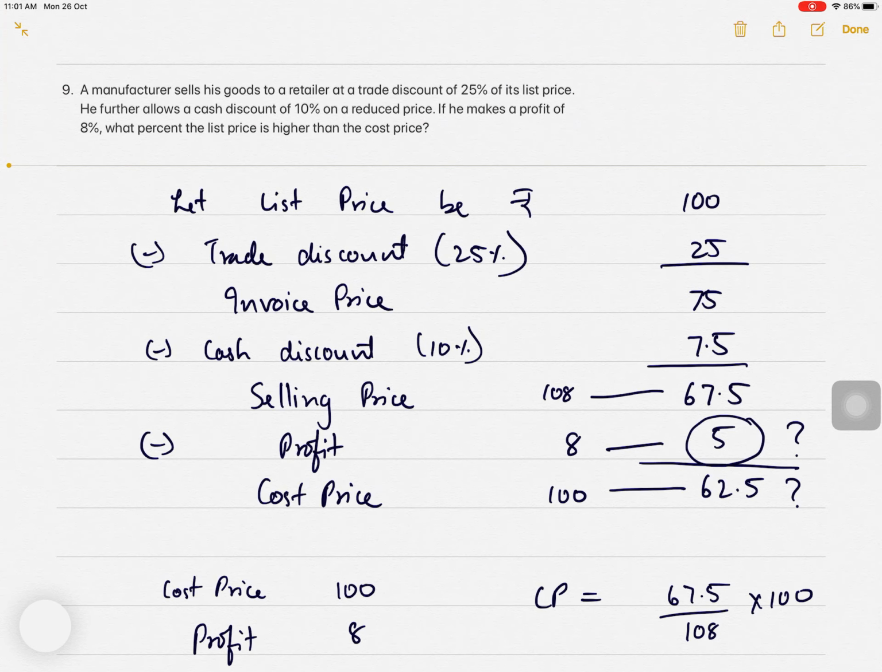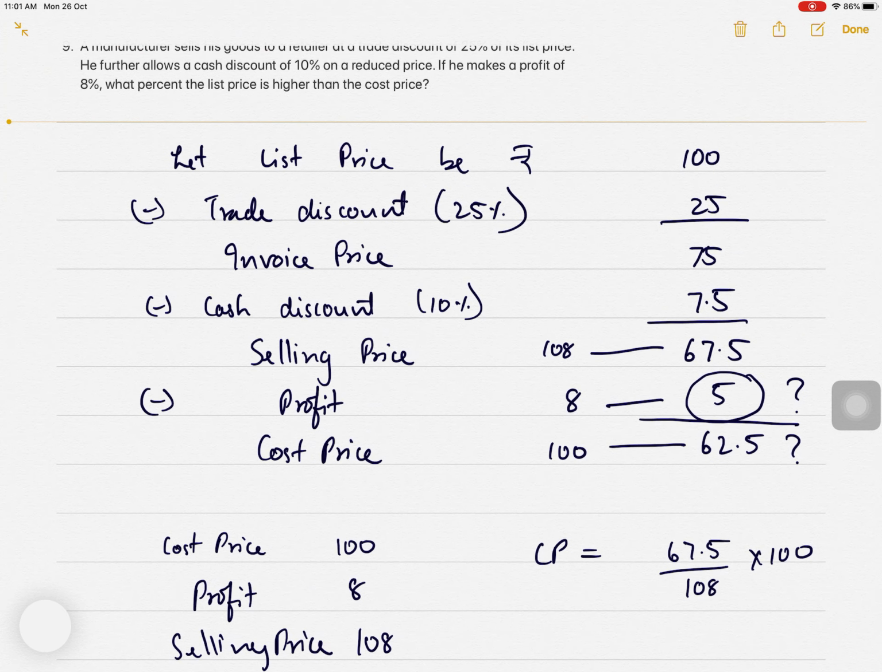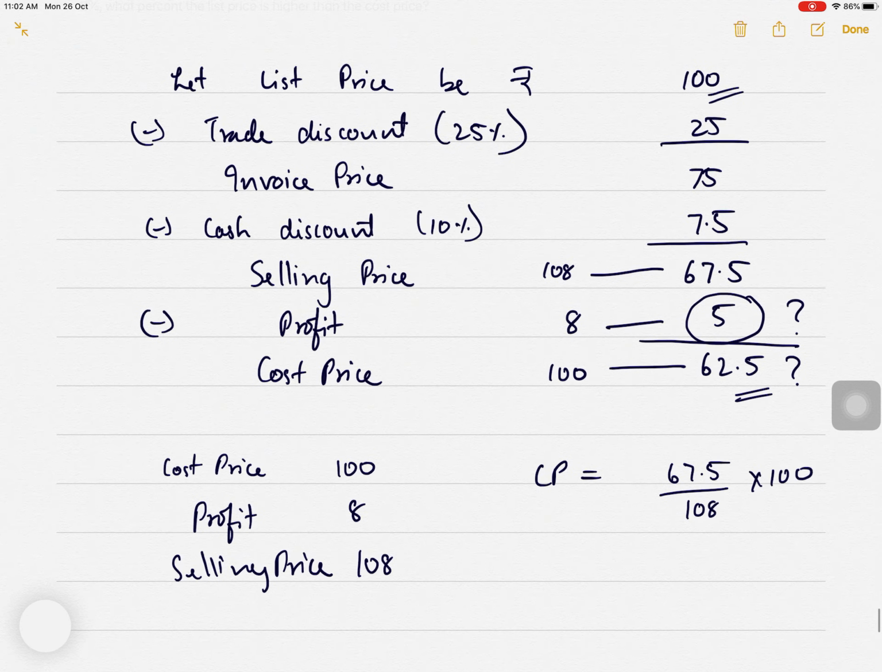If he makes profit of 8%, what percent the list price is higher than the cost price? This is the list price and this is the cost price. If list price is 100, cost price will be 62.5. So let's see the percentage. What percent the list price is higher than the cost price? So what is the difference between 100 and 62.5?